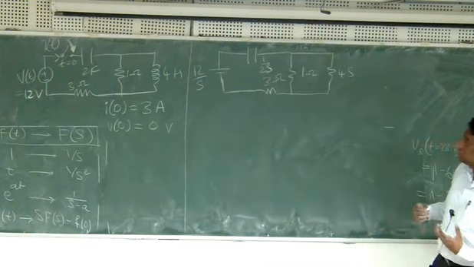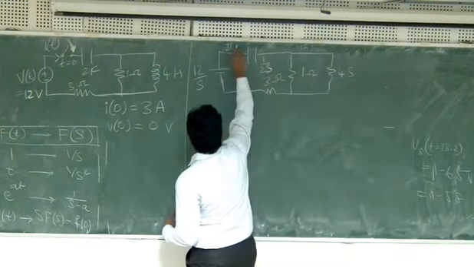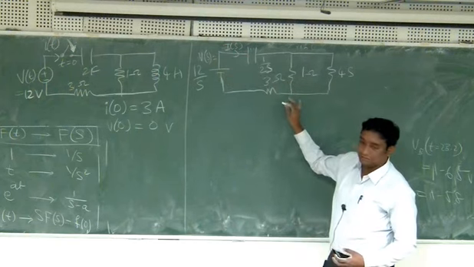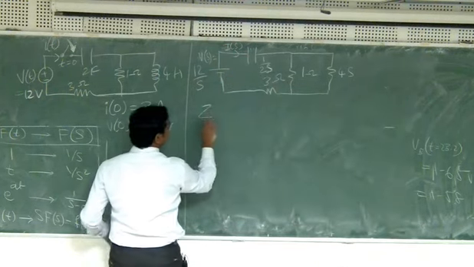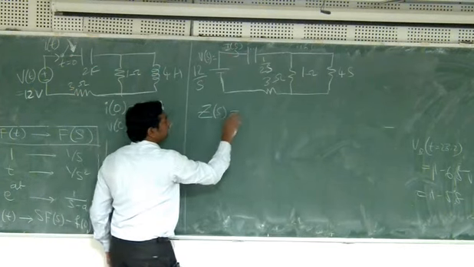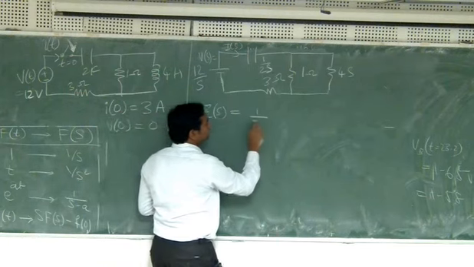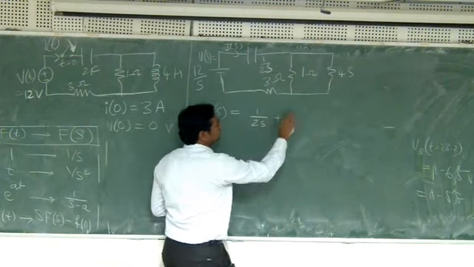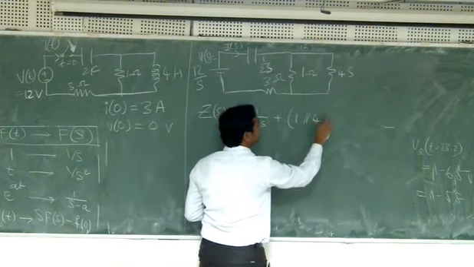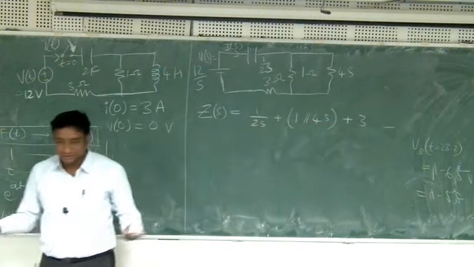Now, what is the total impedance? So the current is I of S and the voltage is V of S. Voltage and current, it's like the total impedance of this. So what is the total impedance? I'll say Z of S, the impedance in the Laplace domain. It is like 1 by 2S in series with 1 parallel with 4S, which is also in series with 3. This is the circuit, right?